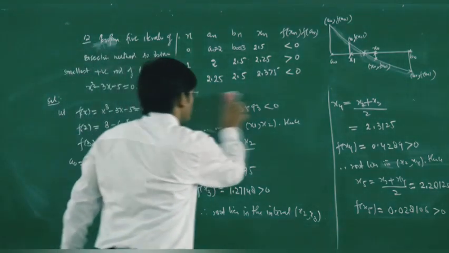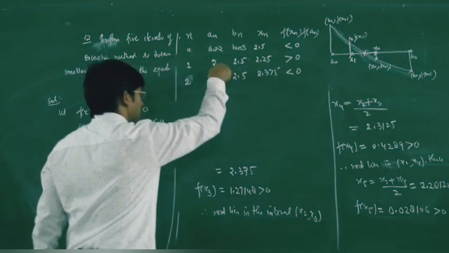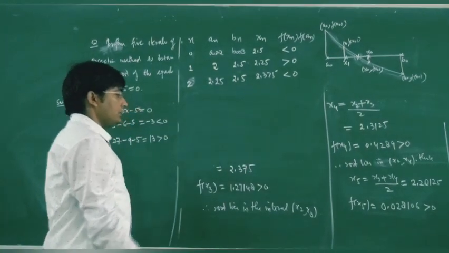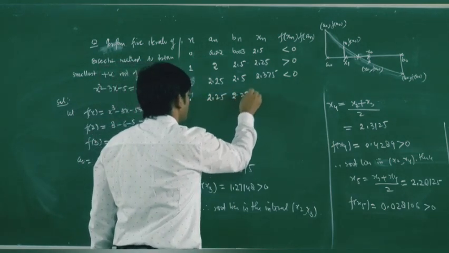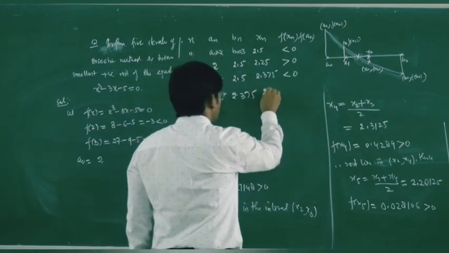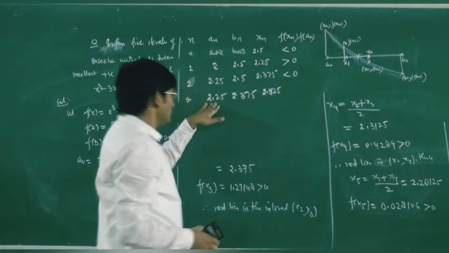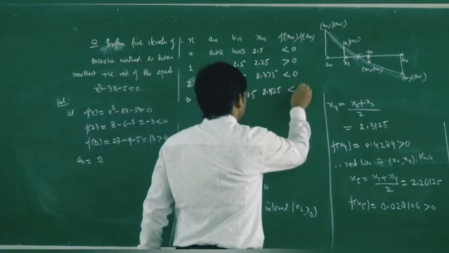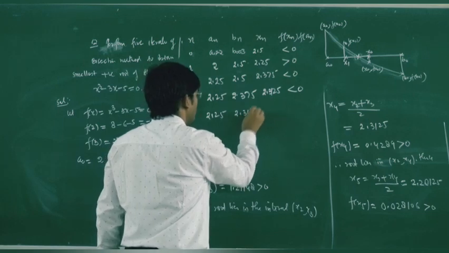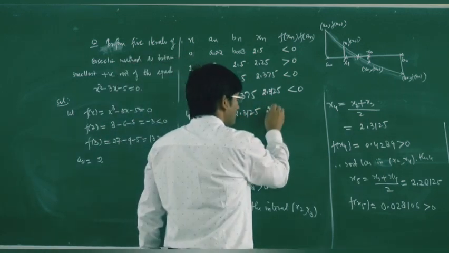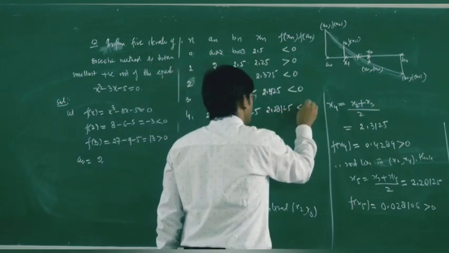In the next step, we have the value of the function at 2.375 as positive, and the value of the function at 2.25 as negative. So our root will lie between 2.25 and 2.375, and the average of these two was 2.3125. Now the value of the function at 2.3125 was positive, and at 2.25 was negative. So again we have the negative sign. Now again our root will lie between 2.25 and 2.3125, and the average of these two was 2.28125. Again the value of the function at this point is positive, and here we have the value of the function as negative, so the product is less than 0.